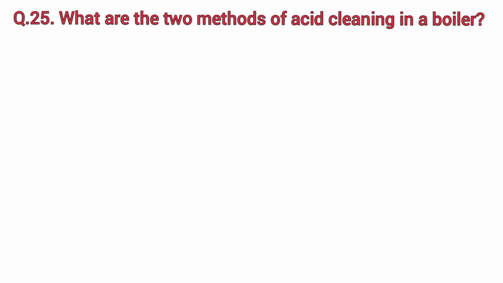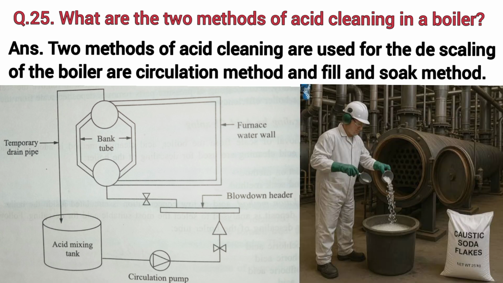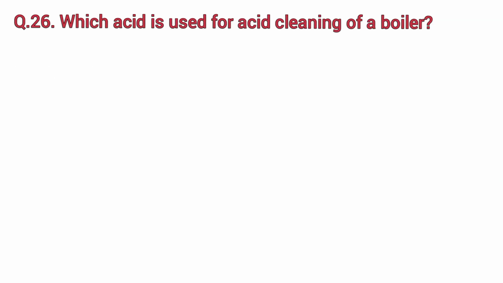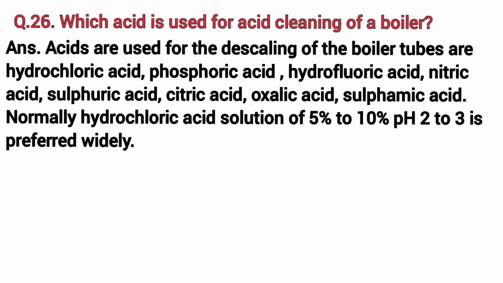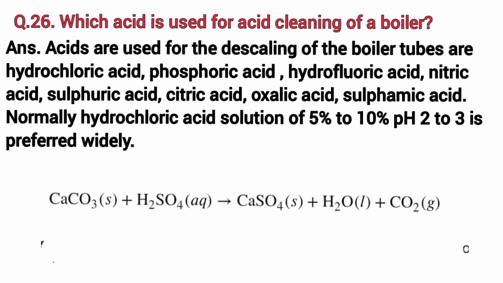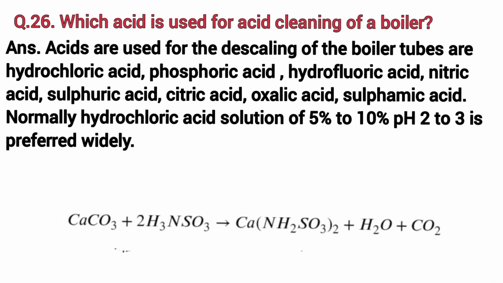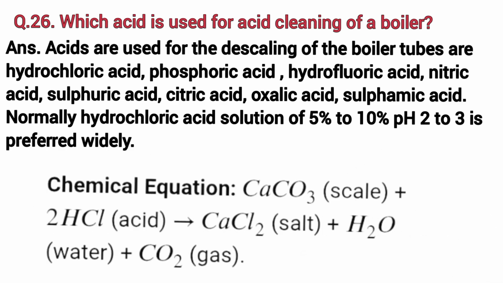What are the two methods of acid cleaning in a boiler? The two methods of acid cleaning used for descaling of the boiler are the circulation method and the fill and soak method. Which acid is used for acid cleaning of a boiler? Acids used for descaling of the boiler tubes are hydrochloric acid, phosphoric acid, hydrofluoric acid, nitric acid, sulfuric acid, citric acid, oxalic acid, sulfamic acid. Normally hydrochloric acid solution of 5% to 10%, pH 2 to 3, is preferred widely.